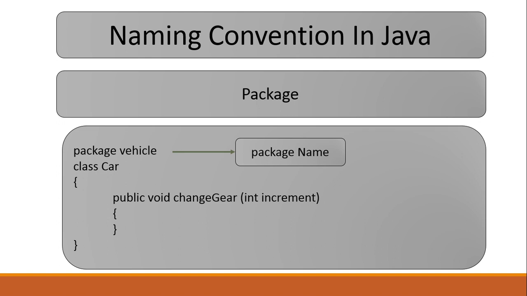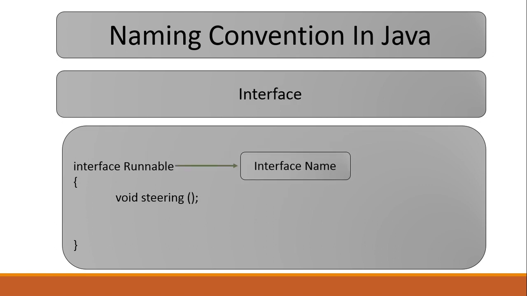Next is package. Package should be in lowercase letters. And interface. Look here, I am creating an interface, and my interface name is Runnable, and interface name should start with a capital letter. Look here, Runnable, and R is in capital letter, and interface should always be an adjective.